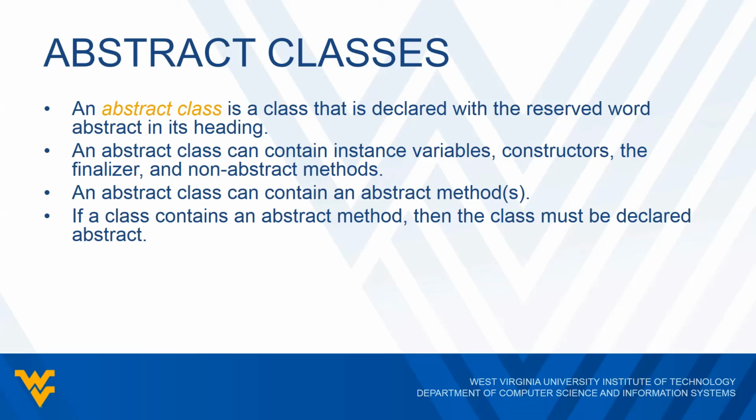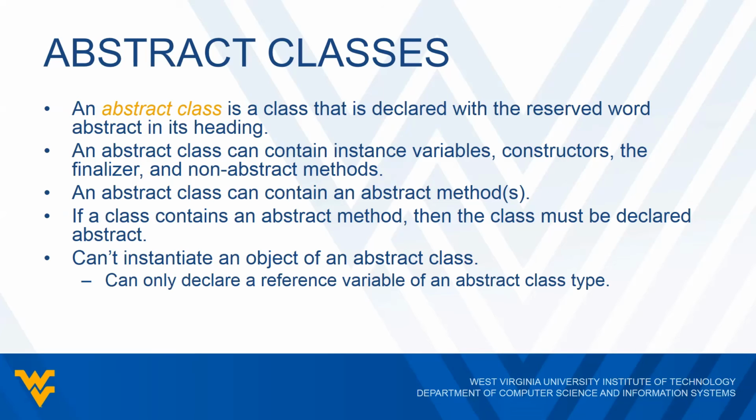Now here's the important part. We cannot instantiate an object of an abstract class. We're not allowed to do that because these abstract methods don't have any definitions associated with them. Now what we can do is declare a reference variable of an abstract class type. We're allowed to do that. We're just not allowed to instantiate an object of that class. So I can create the reference variables, but I cannot do any instantiations.